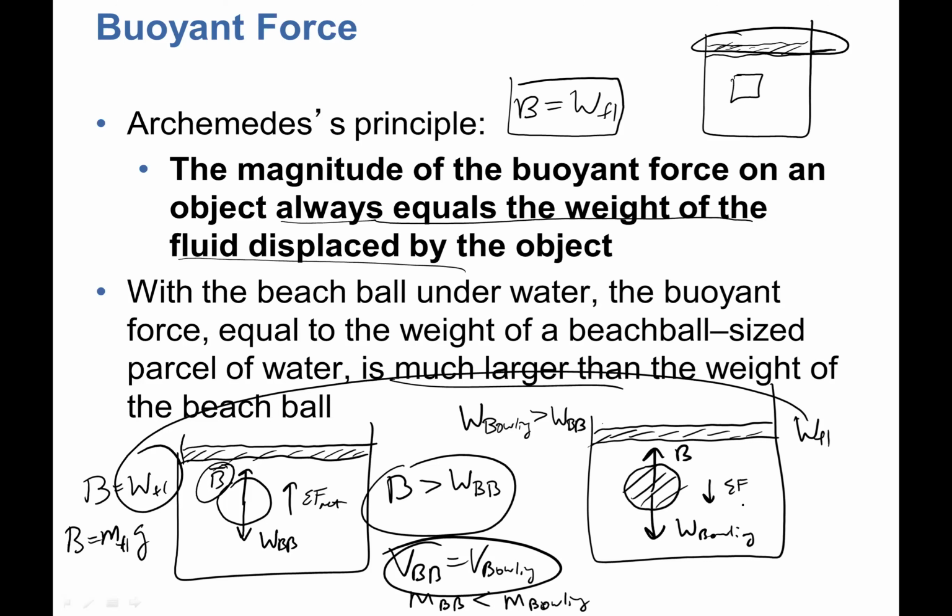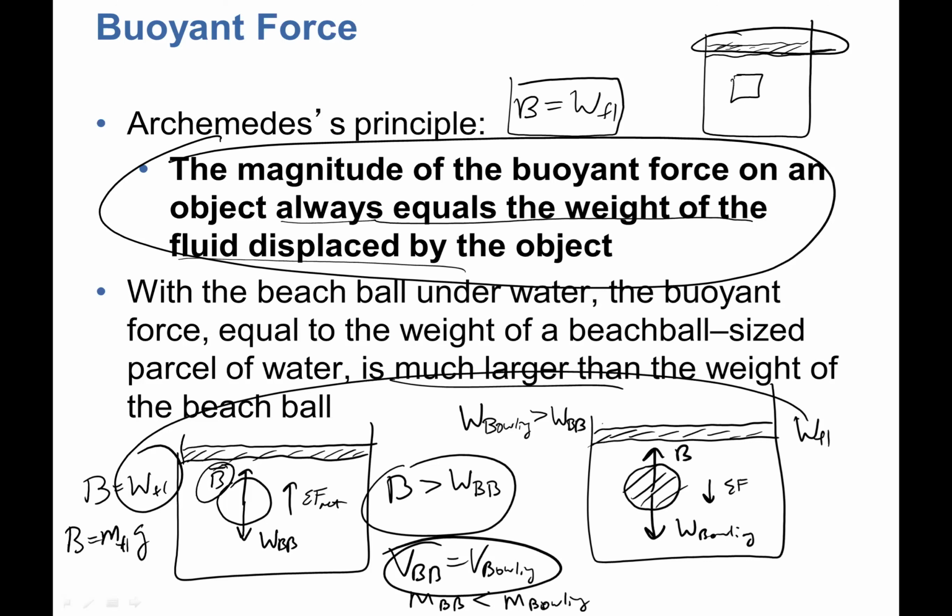So that's the interesting thing about this, because the magnitude of the buoyant force on an object always equals the weight of the fluid displaced by the object, and that depends only on the volume of the object. That means you can always say this: the volume of the displaced fluid is always going to be equal to the volume of the object. That's one of the things we're always going to be able to say.